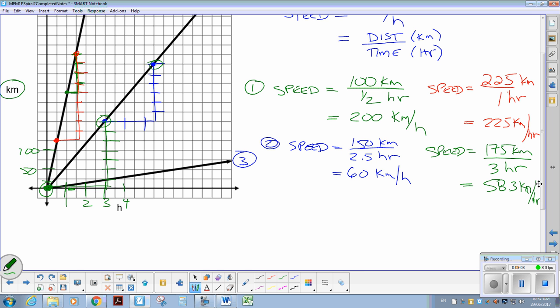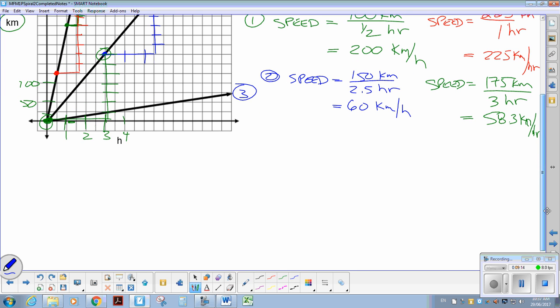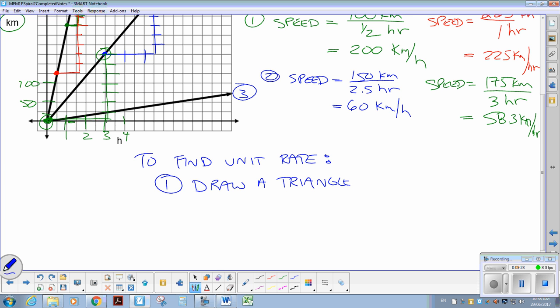So you do speed, you create a triangle, all right? So we'll do it below here. To find unit rate. Step 1, draw a triangle using the graph as your hypotenuse, the longer side.